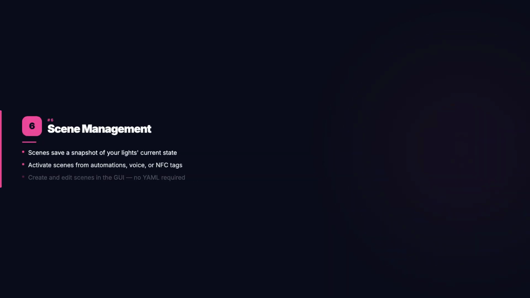Number 6. Scene management. A scene in Home Assistant saves a snapshot of device states, light brightness, color temperature, switch states, and can be activated from an automation, a voice command, or an NFC tag. Create scenes for movie night, dinner, morning, and sleep, and activate them from any trigger you choose. Scenes created in the GUI don't require any YAML at all.